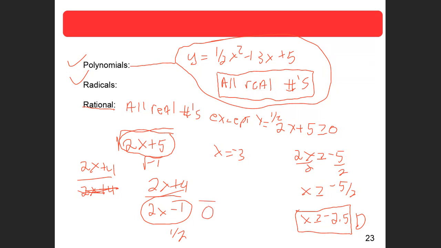So if you are given a rational function, it is everything except whatever makes the denominator equal to 0, because then you're dividing by 0. Can't be. So finding the domain of a function is really easy to do. You just have to figure out, is it a polynomial, is it a radical, or is it a rational? And then you just use the rules.